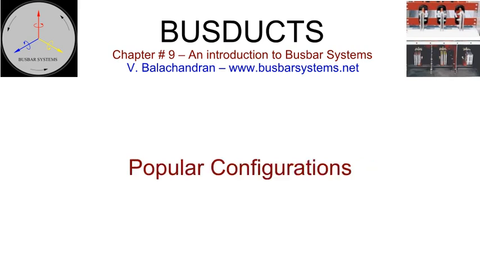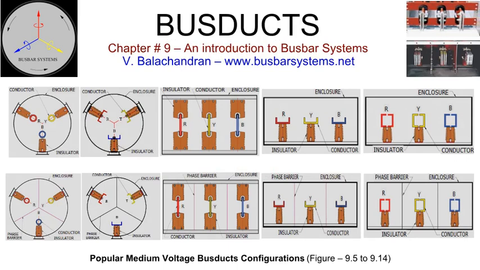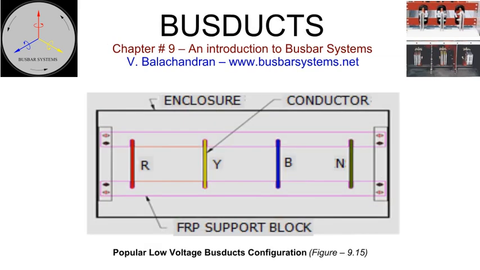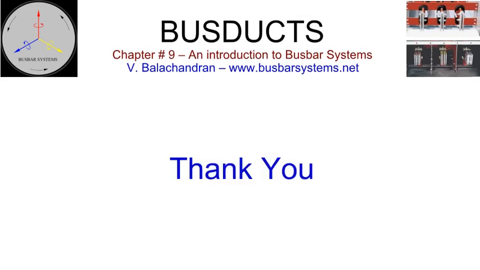Popular configurations. Many conductor configurations for a bus duct are possible based on the shape of the enclosure and profile of the conductor. Bus duct needs to be compact, and over the years, the industry has standardized on a few configurations for practical reasons. For medium voltage bus ducts, tubes and formed conductors are the preferred choice for the circular enclosures. And flat and formed conductors are the preferred choice for the rectangular enclosure. For low voltage bus ducts, flat conductors mounted between two insulating supports has been universally adopted because of ease of manufacture and flexibility.